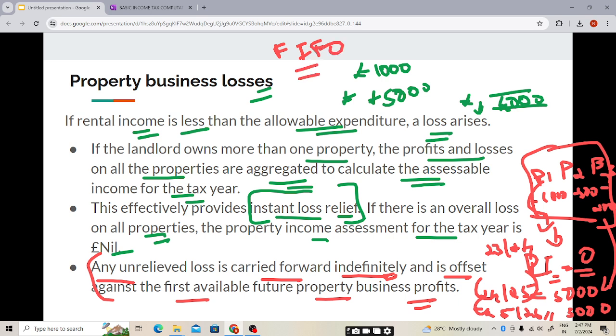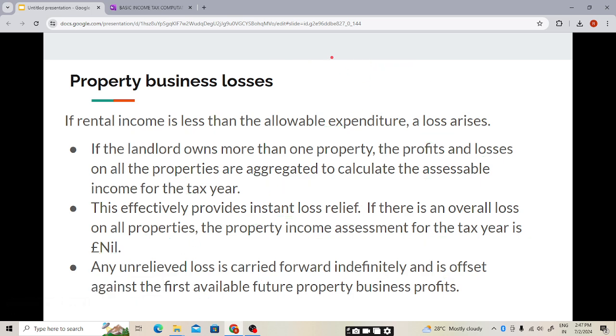What is the first property income? You need to set off first that, then you need to move forward. So what we have learned under the property losses happens when our rental income is low but our expenses are more. If a landlord owns more than 2 or 3 properties, they can net it and they'll get their aggregate income, so no issues in that.